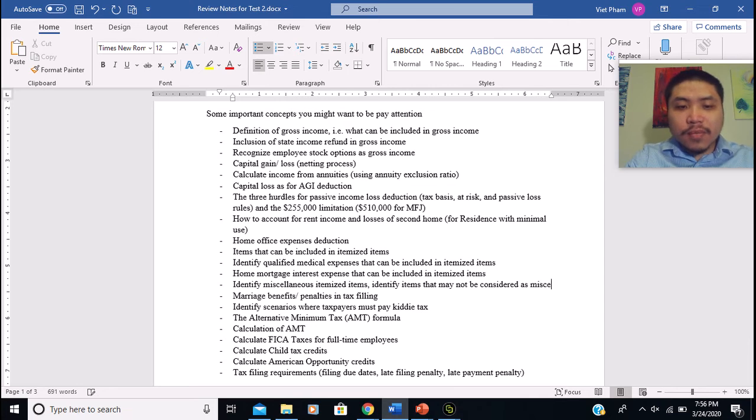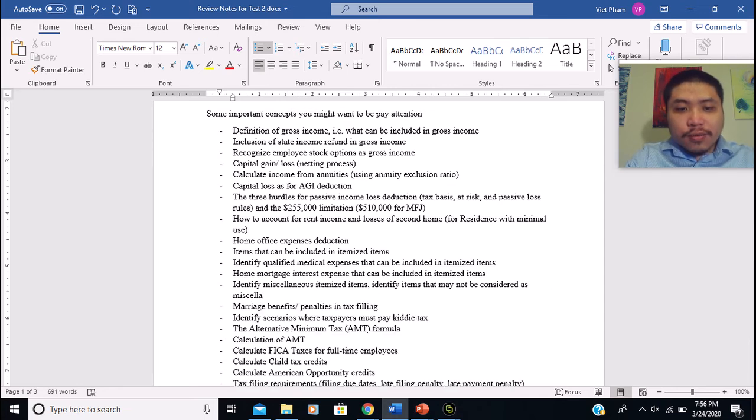So there was some item whereas previously taxpayers can include in miscellaneous itemized items, like for example unreimbursed business expense for employees, right? So for such expense in prior years, taxpayers can deduct those items, can include those items in itemized items. But now after the law change, they cannot include that in itemized items anymore. Right? So make sure you guys know some of those items.